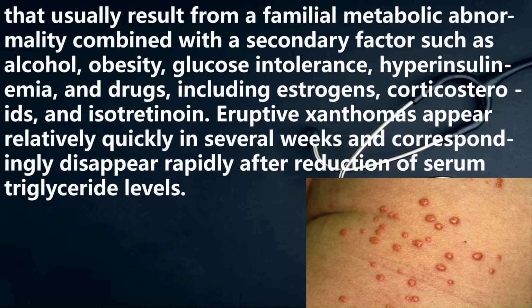Patients with eruptive xanthomas have markedly raised triglyceride levels that usually result from a familial metabolic abnormality combined with a secondary factor such as alcohol, obesity, glucose intolerance, hyperinsulinemia, and drugs including estrogens, corticosteroids, and isotretinoin. Eruptive xanthomas appear relatively quickly in several weeks and correspondingly disappear rapidly after reduction of serum triglyceride levels.